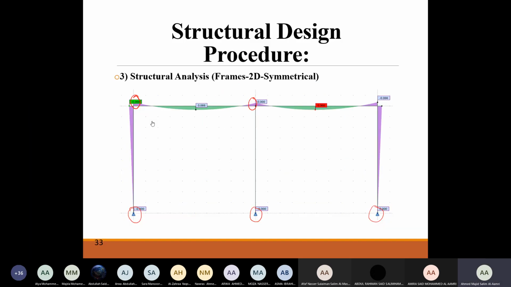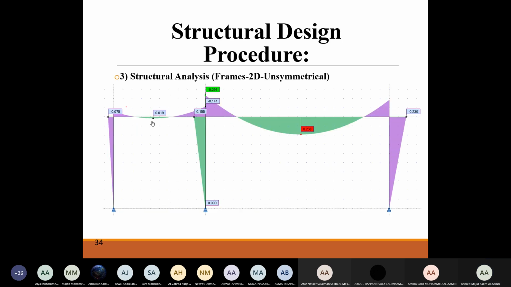Okay, so this is symmetrical. It says for you symmetrical. That's why you don't see any moment in column number 2. Are we clear? And we said that this value of moment is equal to this value of moment as well. Second scenario, it says for you unsymmetrical.